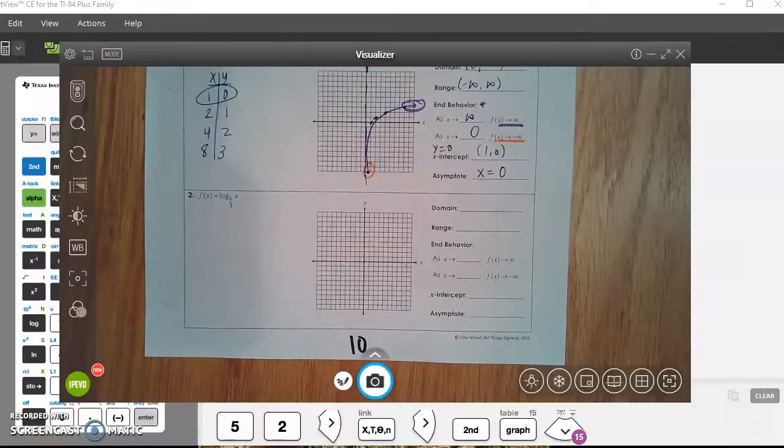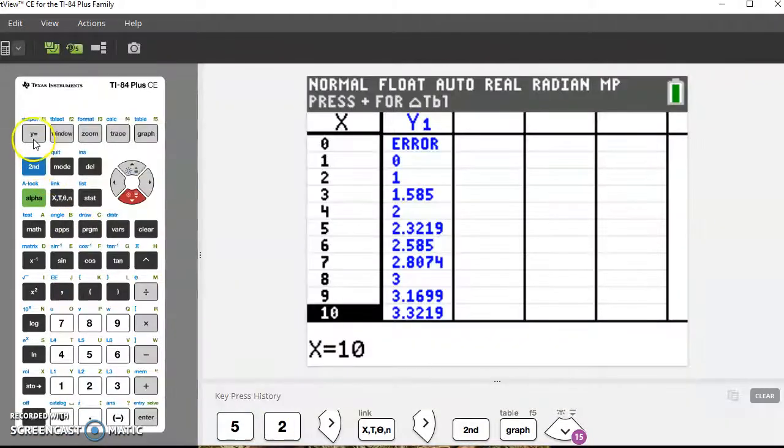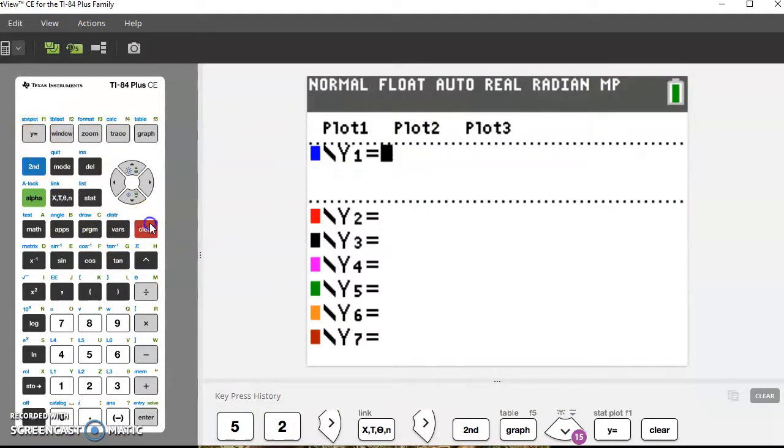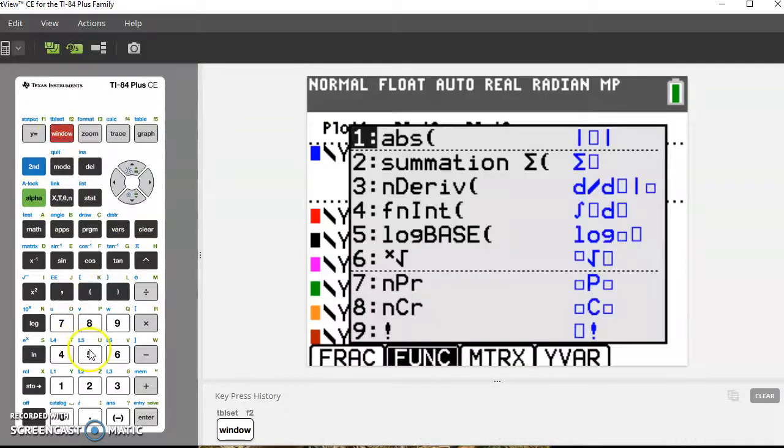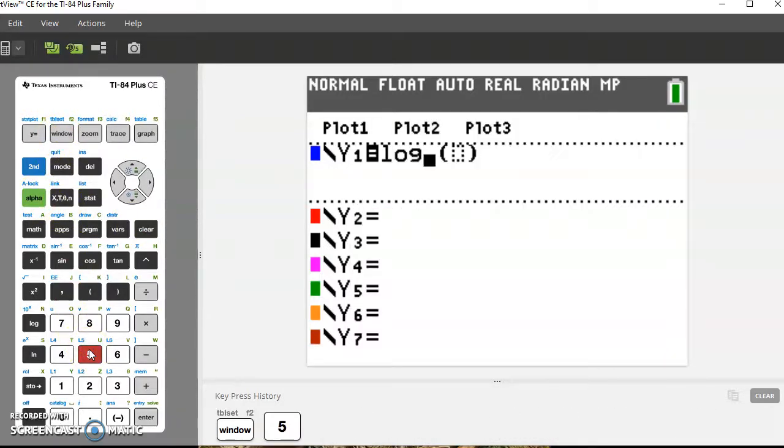Okay, let's try one more like that before we move on to some of the more complex ones. So let's go to our graphing calculators. Go to y equals. I think it's just easier to clear everything out that's in there. You're going to hit alpha window, go down to number 5 because we want the log base. We want 1/3, so I just do 1 divided by 3 to make life a little bit easier, and then x.